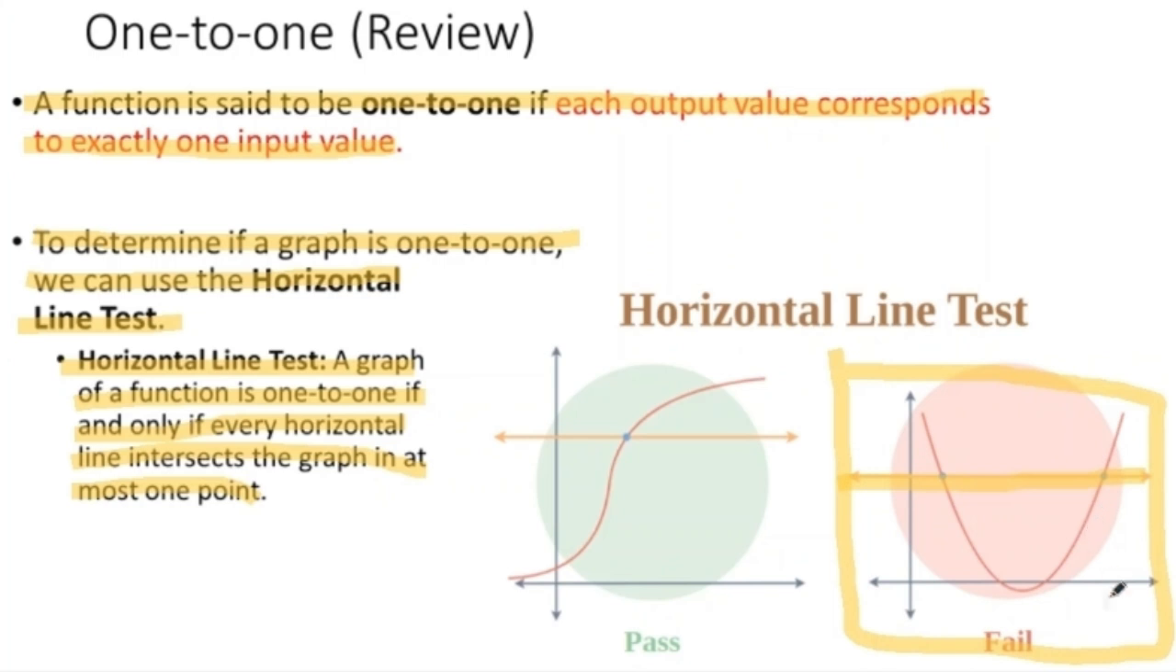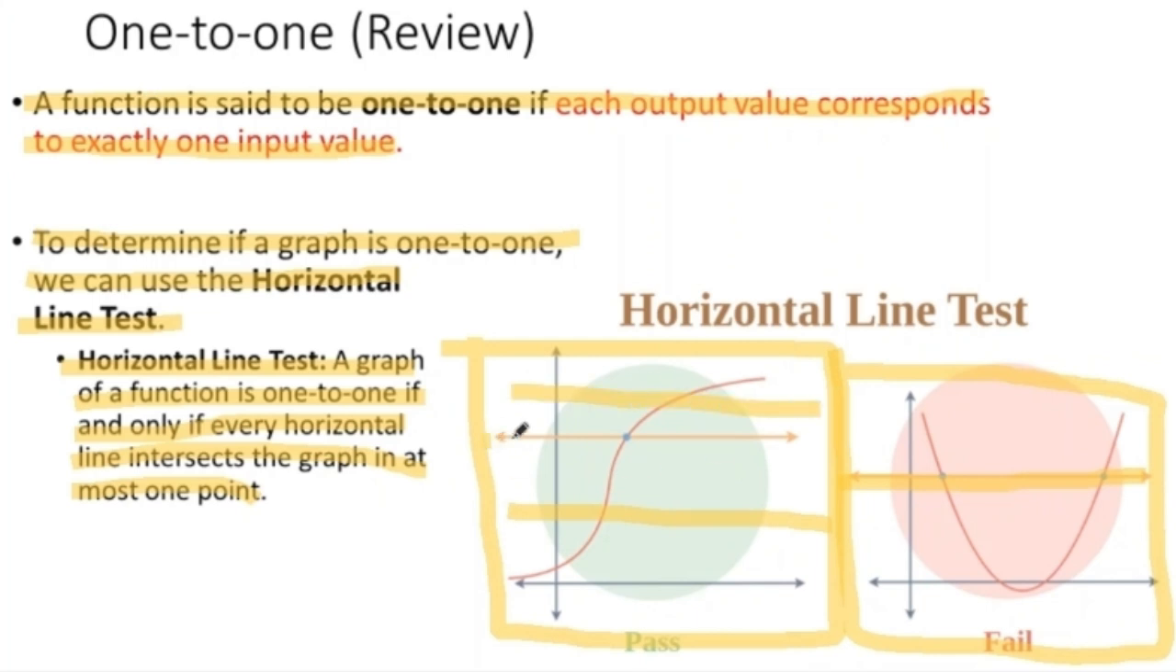So there is one output value of our function that is produced by two different input values. If we look at the graph here on the left, this will pass the horizontal line test, since no matter where we draw our horizontal line, it's going to intersect our graph at exactly 1 point. So each y value corresponds to exactly one x value.